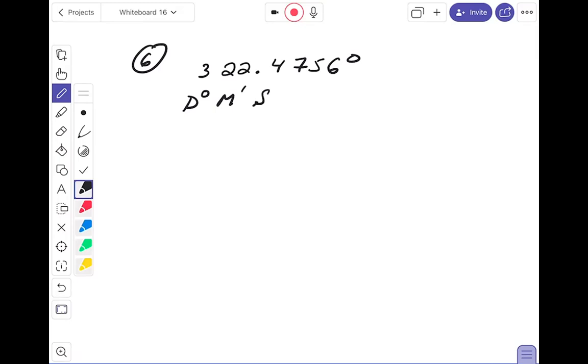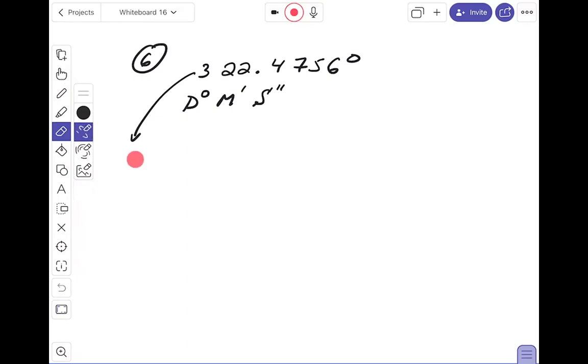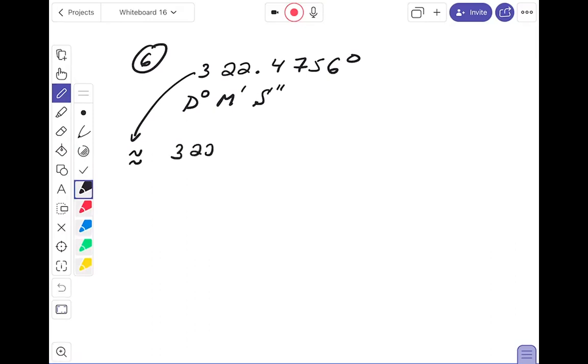They want me to write this in degrees, minutes, and seconds. Okay, now what do I know? I know this is over here. Maybe I shouldn't say equal. I say it's approximately equal to. It could be equal, by the way. I'm saying approximate at this stage. It's approximately 322 degrees. Then what do I have to do? I have to take this number over here, and I must convert it to minutes. How do I do that? I'm going to multiply it by 60 minutes in every 1 degree.